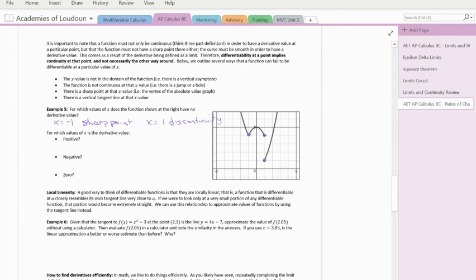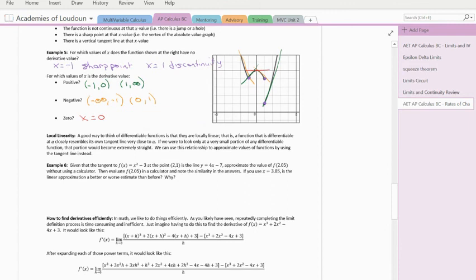Okay, so looking at this graph, we can see that we have positive derivative values where our slope is positive. That looks like between -1 and 0, and then again from 1 to infinity. I can see that my slope has a negative value from -infinity to -1 and 0 to 1. And lastly, I can see that my slope appears to be 0 when x equals 0.